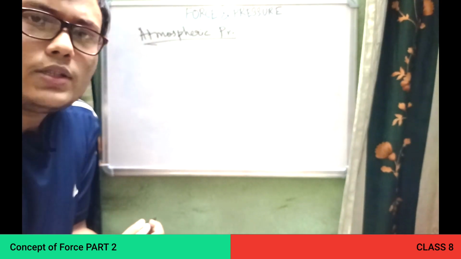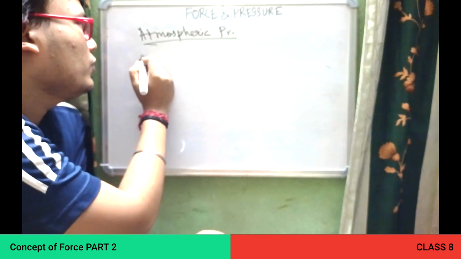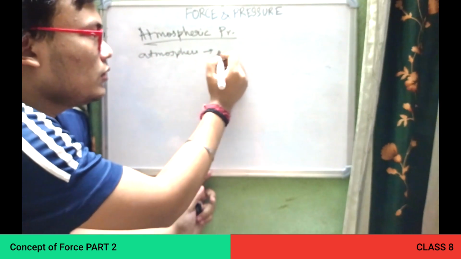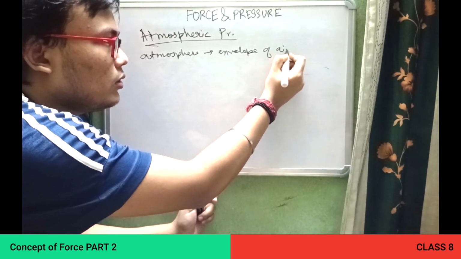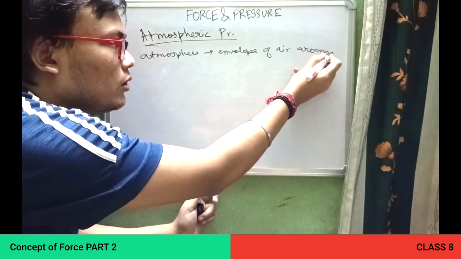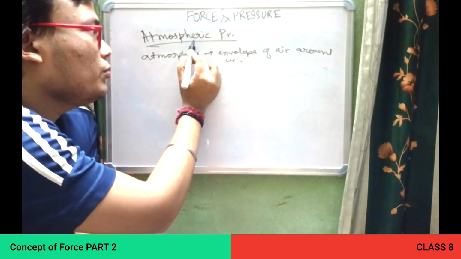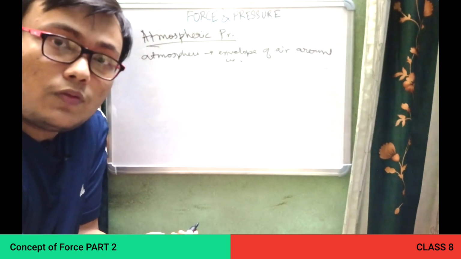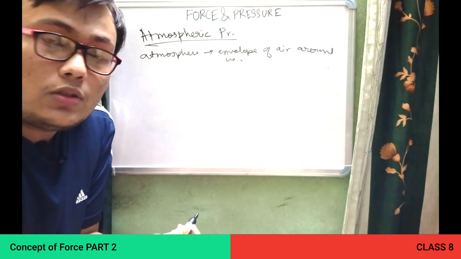Now, what is the atmosphere? Atmosphere is the envelope of air around us. Now, what do you mean by atmospheric pressure? The pressure exerted by the atmosphere around us is known as the atmospheric pressure.